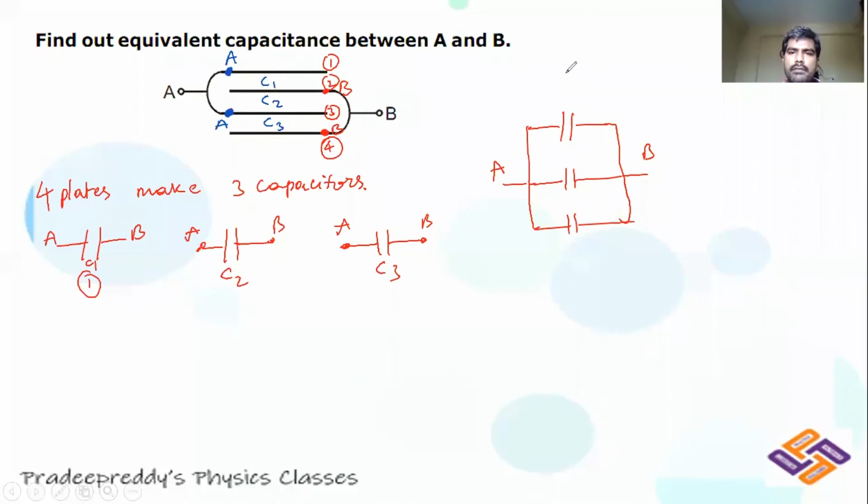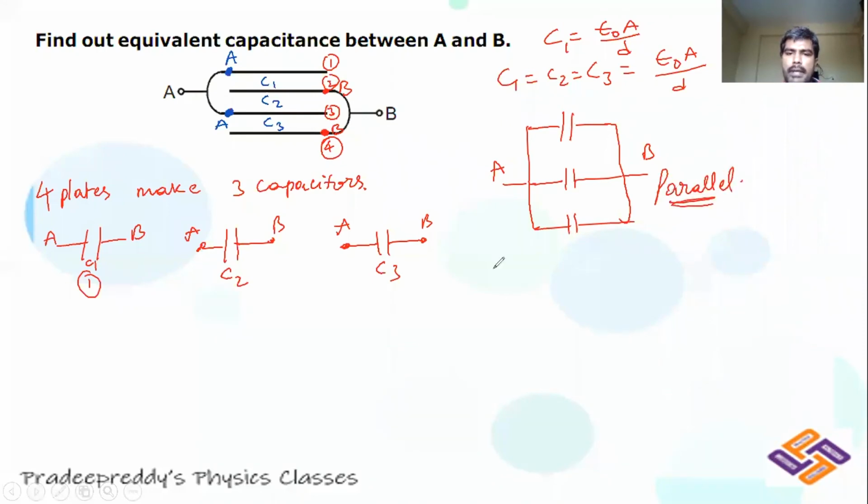Therefore, what is the capacity of the first one? C will be equal to epsilon naught A divided by D. Length across all the plates will be the same. So C1 is equal to C2 is equal to C3 is equal to epsilon naught A divided by D, right? And all these three capacitors are connected in parallel.